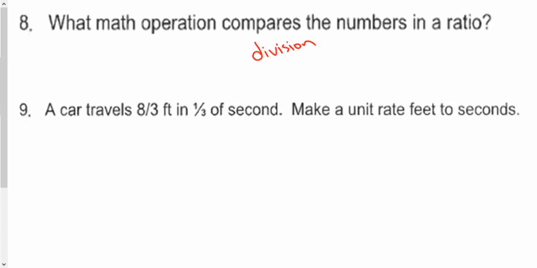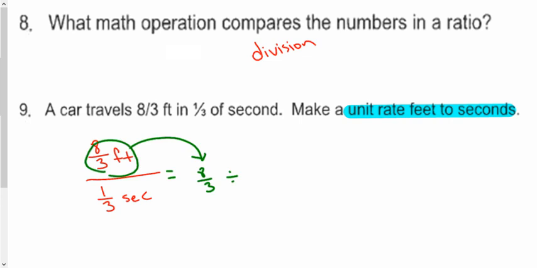It would be division. Now, a car travels 8/3 of a foot in 1/3 of a second. Make a unit rate of feet to seconds, and it tells you right there feet to seconds. So we're going to take 8/3 feet because that's our feet, and we're going to stick that over the seconds, 1/3 of a second. And how do we make a unit rate? We literally just take the top number, 8/3, and we divide it by the bottom number, 1/3. Same way we did for number 6 and number 5, right? Top number divided by the bottom number.